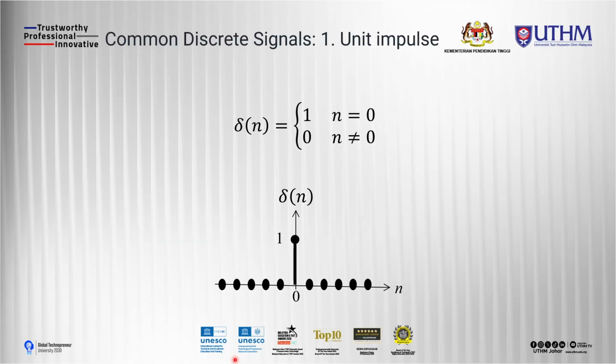The first signal is unit impulse. The symbol is delta n, and when n equals 0, the amplitude is 1. When n is not equal to 0, the amplitude is 0. So this can be illustrated in this figure where n equals 0, amplitude is 1. Other than that, the amplitudes are 0.